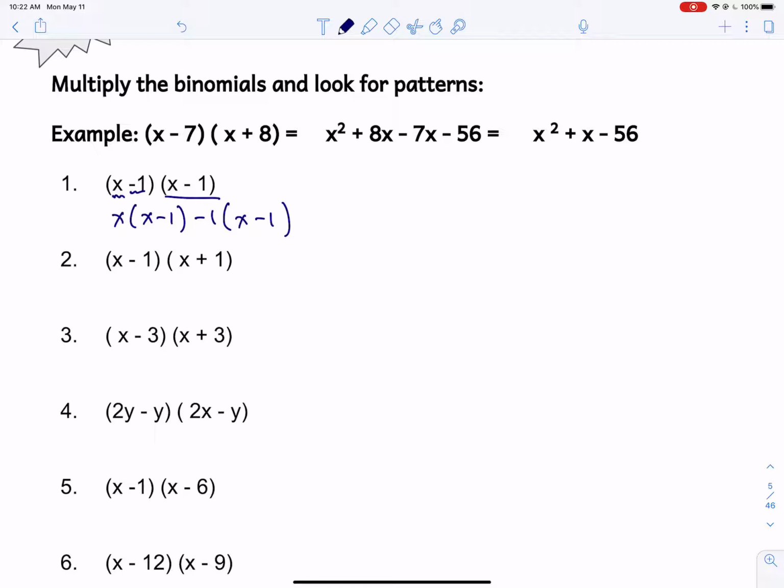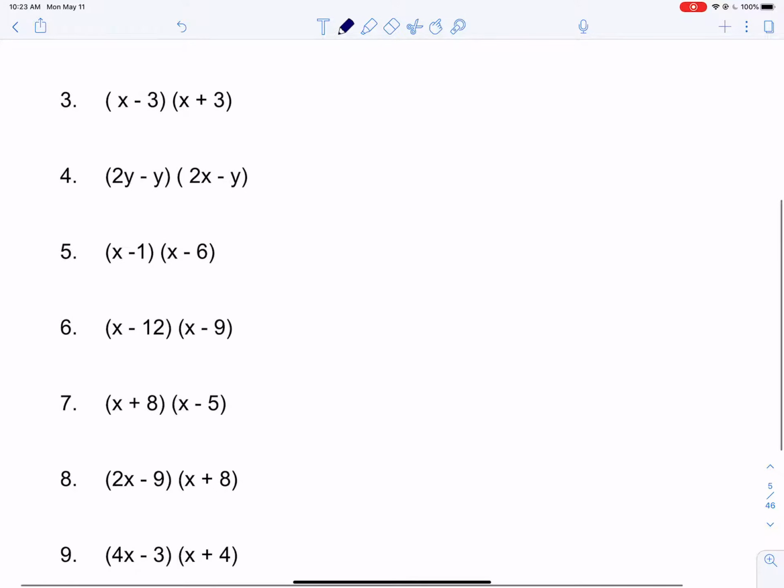X times x is x squared. X times -1 is negative x. And then we go to the second part. -1 times x is negative x. And then -1 times -1 is positive 1. And then we have 2 like terms that we need to combine. And that's going to give us x squared minus 2x plus 1. All right. Let's try another one.